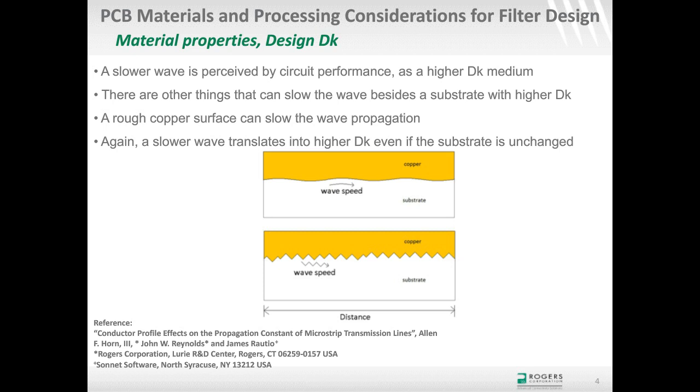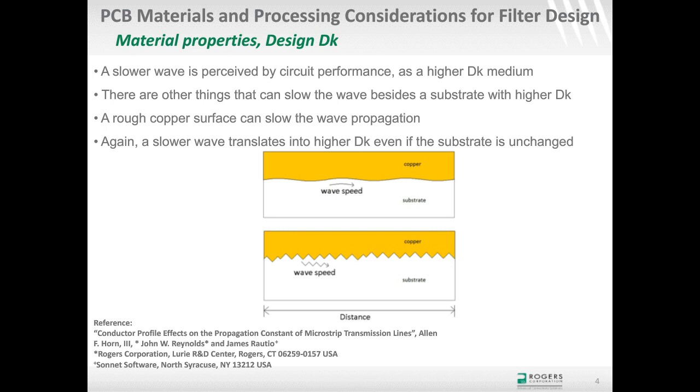But we've also found that there are other things that can slow the wave down besides the dielectric constant of the substrate. One of them is copper surface roughness. A rougher copper surface will actually slow the wave down. It's a very simple experiment to do, which we've done several times: you can build the exact same circuit on the same substrate using 2 different types of copper, one that's smooth and one that's rough. The circuit with the rough copper will have distinctly a slower wave, and the circuit will perceive the slower wave as a higher dielectric constant, even when the substrate is the same.